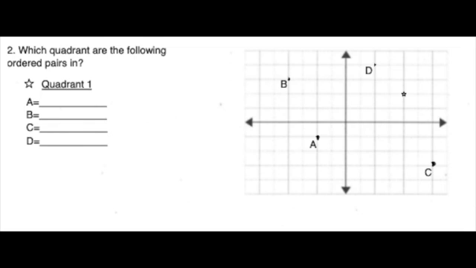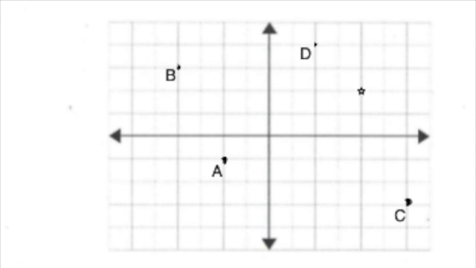For the following activity, I want you to tell me which quadrant the following ordered pairs are in. My example is the little star that you see right there. That star is in quadrant 1. So now you have to tell me in which quadrant points A, B, C, and D are. Let's go over the answers. So we have point A in quadrant 3, point B in quadrant 4, point C in quadrant 2, and point D in quadrant 1.